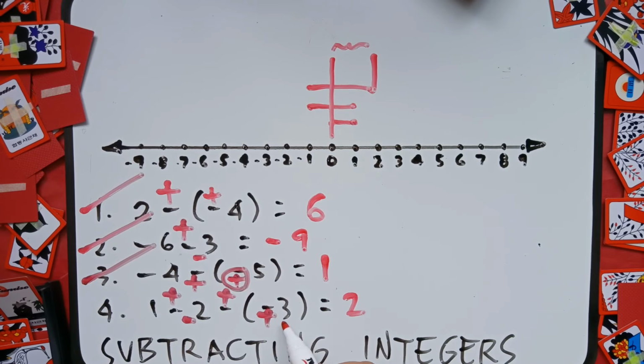-1 plus 3. Different signs. 3 is greater than 1. So 3 minus 1 is 2. Then copy the sign of the greater number, positive. So this is check. Okay.